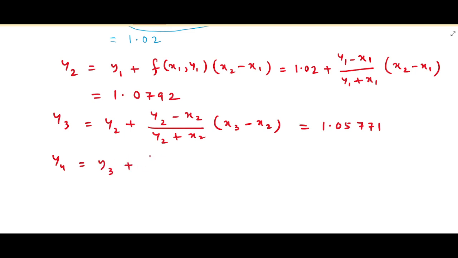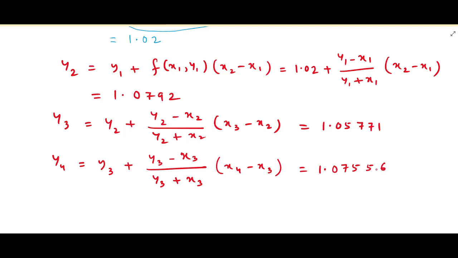Now y4 is y3 plus y3 minus x3 divided by y3 plus x3 into x4 minus x3. Again, all the values are known to us. y3 we just got. x3 is 0.06. x4 is 0.08. Everything we have to put here, and then we will get 1.07556. This one will come.